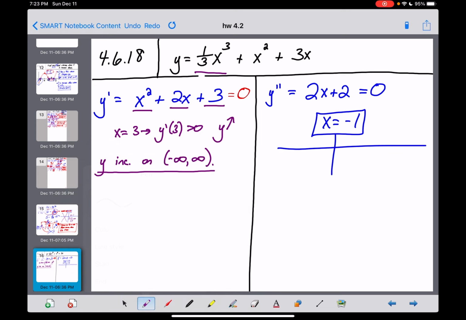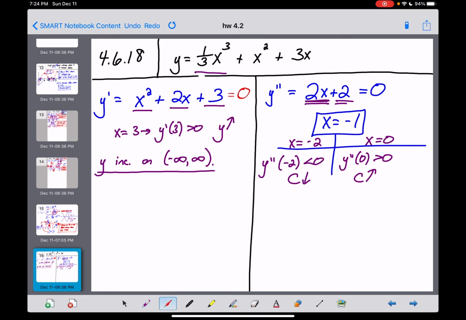I'll choose an x value less than negative 1, like negative 2, and greater than negative 1, like 0, and we'll put these values back into the second derivative. So y double prime of negative 2: 2 times negative 2 is negative 4 plus 2, that's negative. We are concave down on that interval for all x values less than negative 1. But when we plug 0 into the second derivative, 2 times 0 is 0 plus 2 is positive, we are now concave up. So what have we found, guys?